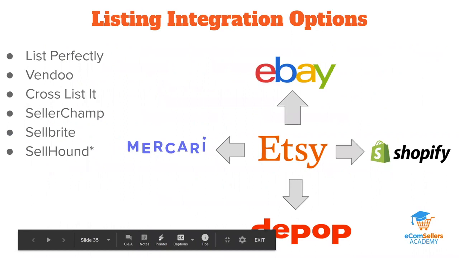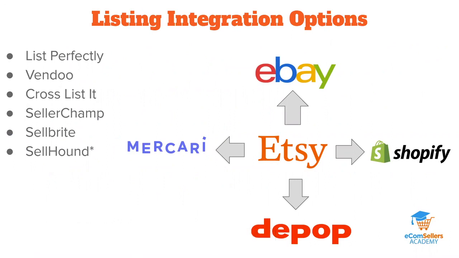So listing integration options. These are ways to list to multiple sites at one time. There's lots of programs out there. There's List Perfectly, Vendoo, Crosslist, Seller Champ, and Sellbrite. Sellhound is something else. I'll talk about that in a minute.